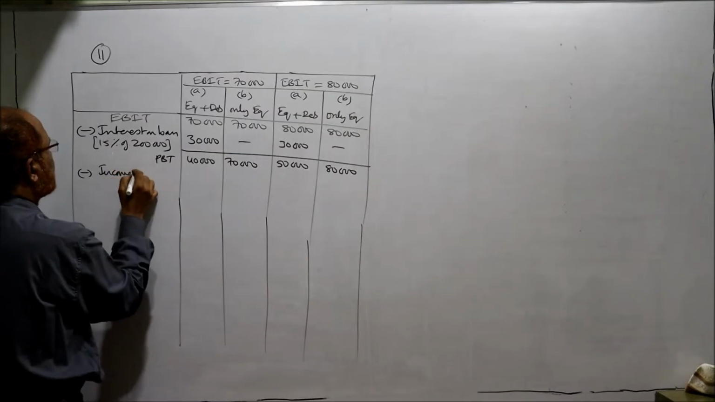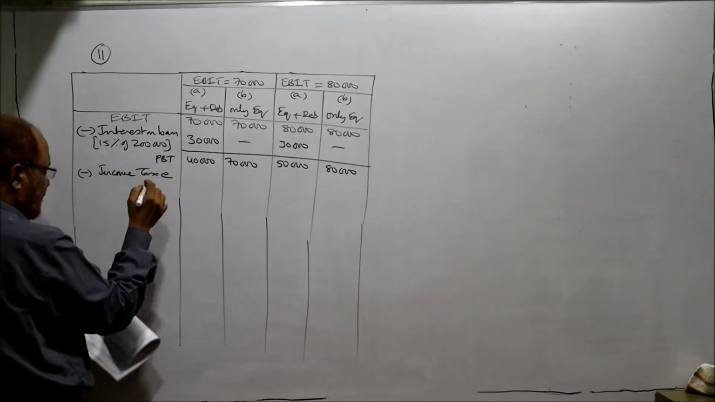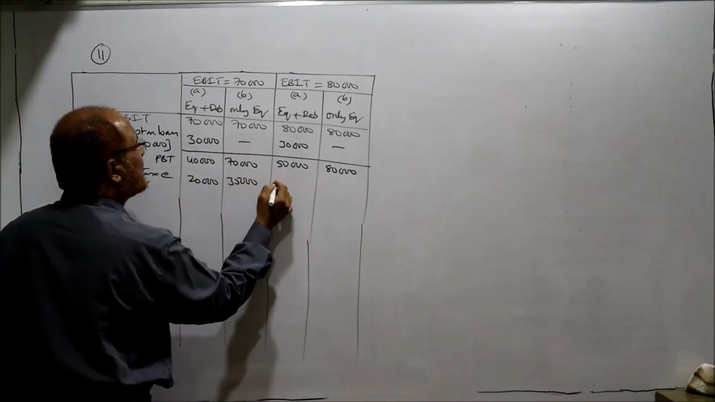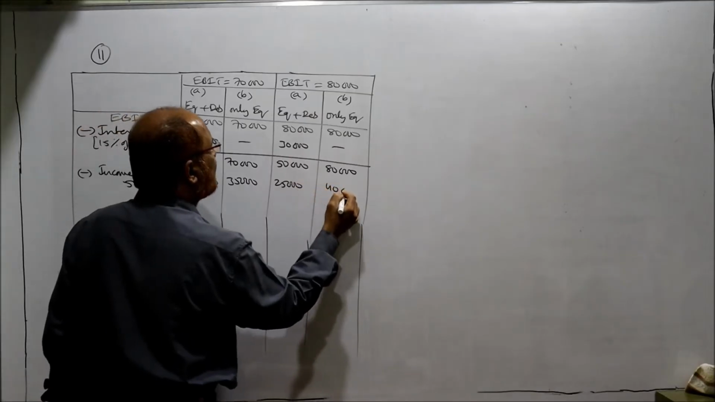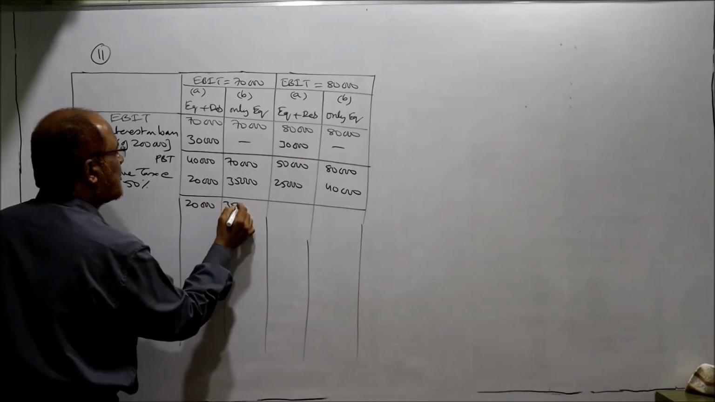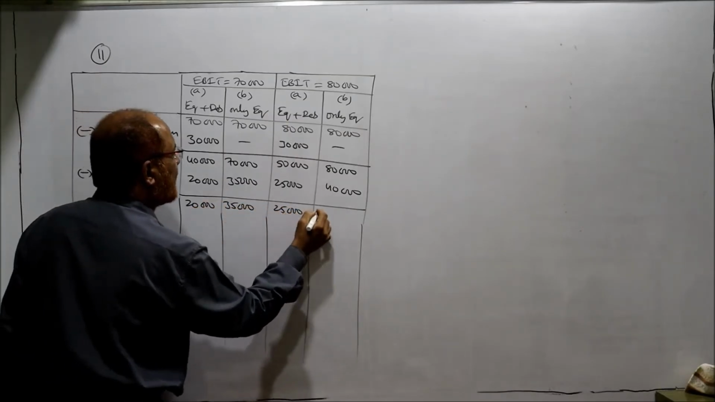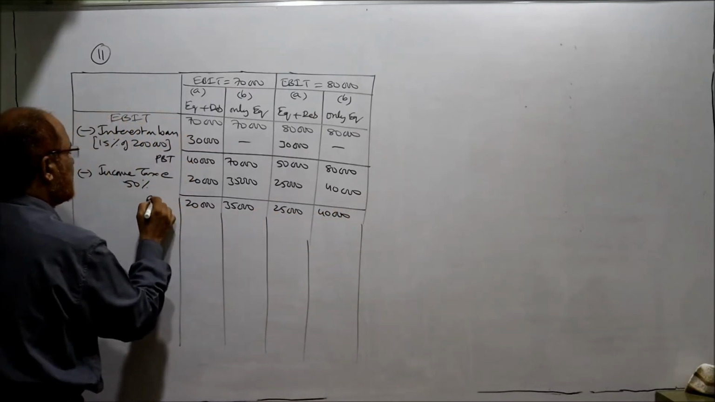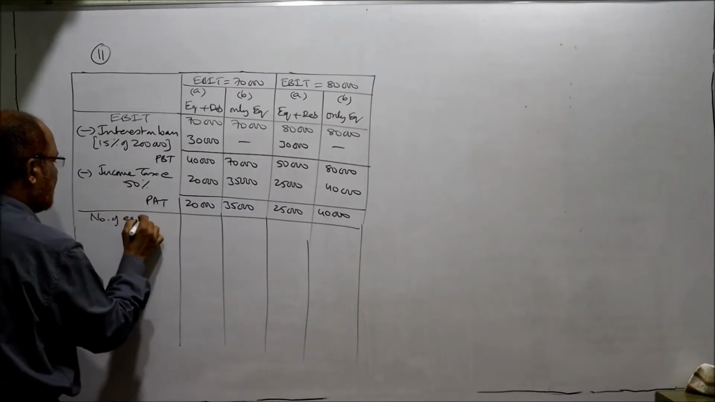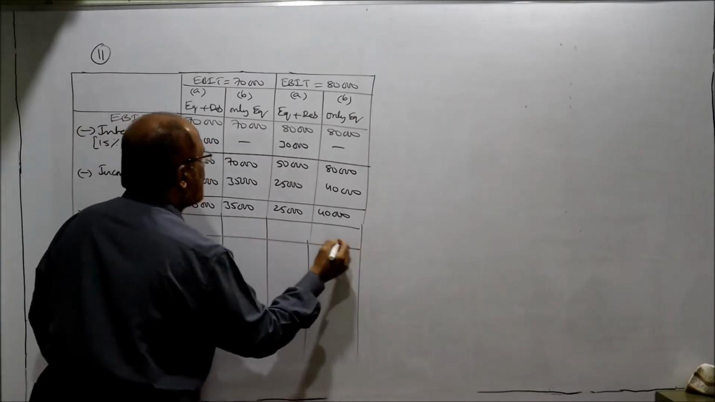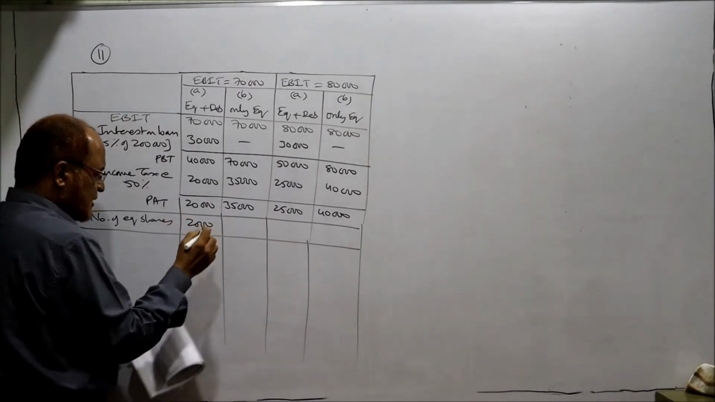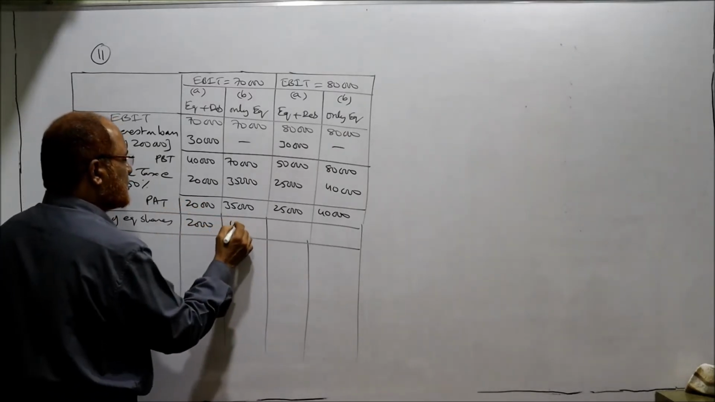Less income tax at the rate of 50%: 20,000, 35,000, 25,000, 40,000. We subtract. So 20,000, 35, 25, 40. This is the PAT. We don't have any preference dividend. Number of equity shares: how many shares when equity and loan? First case 2,000. Second case, only equity, 4,000.